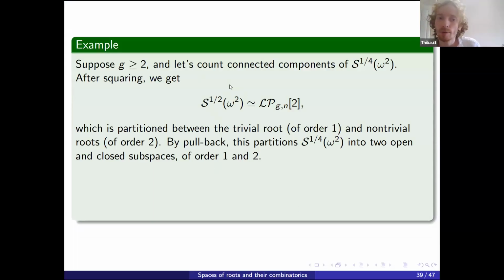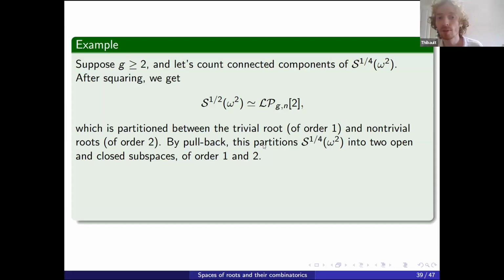The reason square roots of omega squared are the same as the 2-torsion is because I can just translate my roots by omega. Okay, so after squaring, I get a space which we know is partitioned between the trivial root, which has order 1, and the 3 non-trivial roots, which have order 2. And the theorem tells you the monodromy action exchanges every root of order 2. So these are really the two connected components.